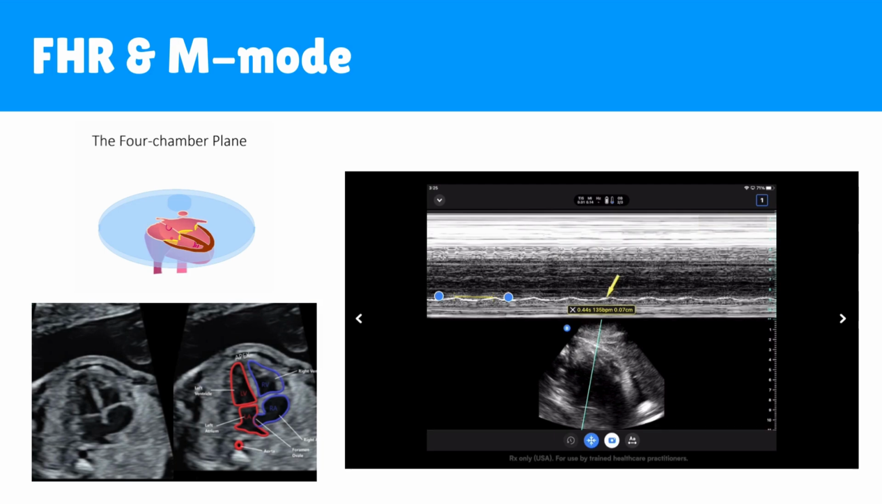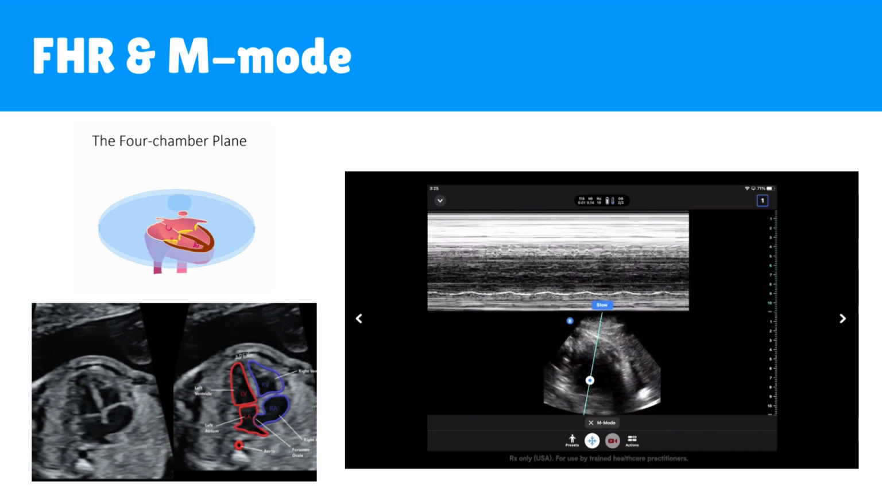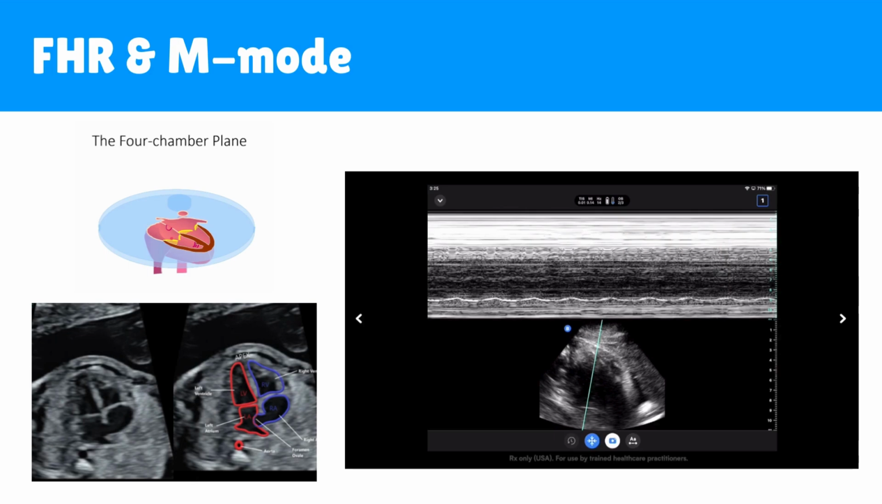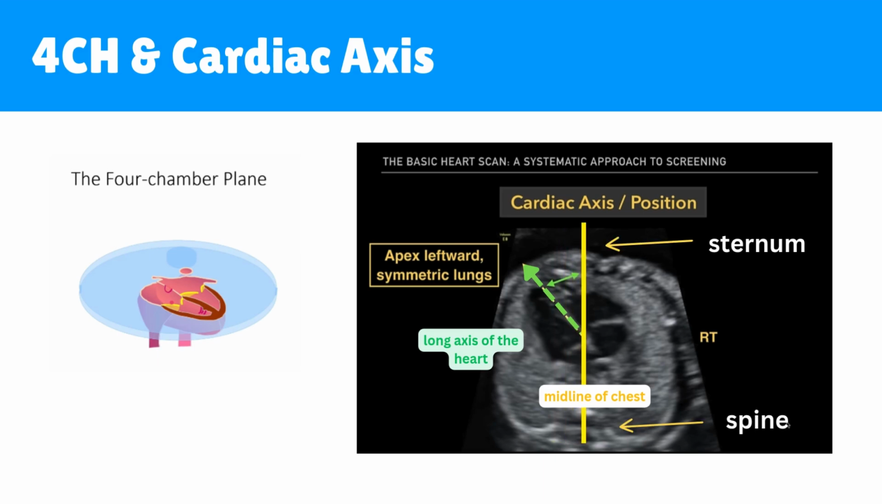Measure the heart rate by using the calc features or place calipers between 2 consecutive peaks to calculate the fetal heart rate. A normal fetal heart rate is between 110 and 160 beats per minute. Let's practice obtaining the 4-chamber view by checking the fetal cardiac axis. A fetal cardiac axis is the angle between the long axis of the heart and the midline of the chest. Freeze a 4-chamber view, then place a caliper from the spine to the sternum.